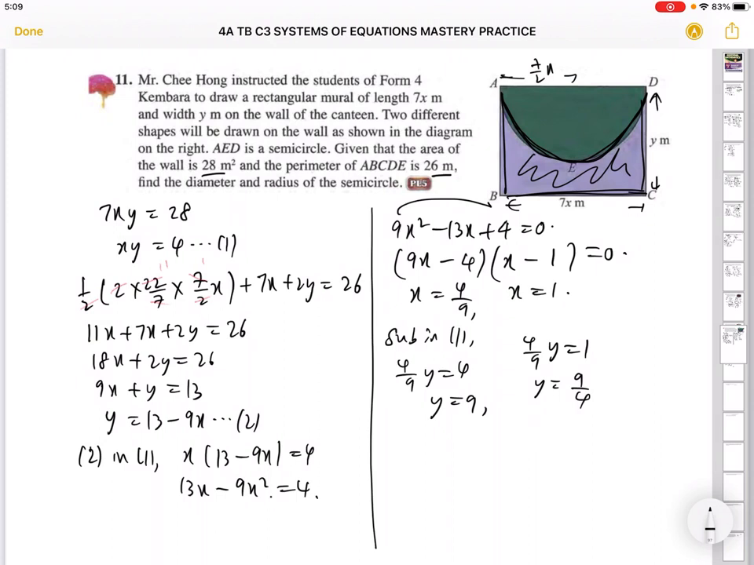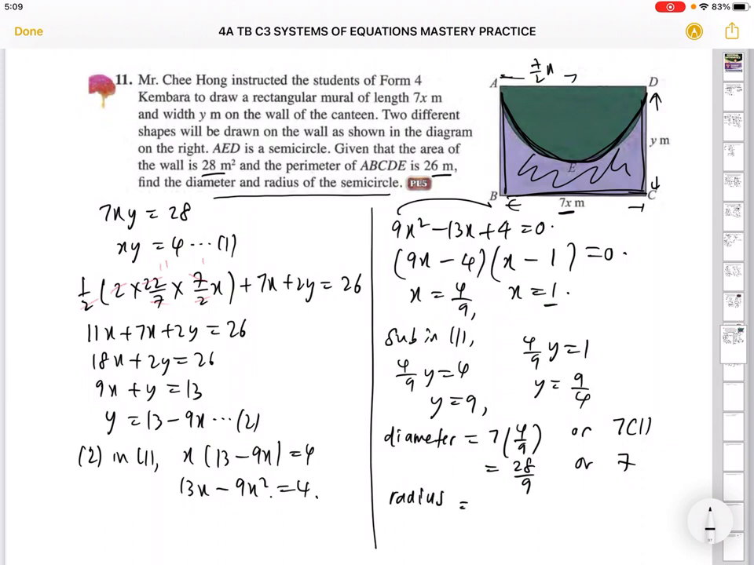So for your diameter, remember your diameter is 7x. So 7 times x. For the first one, 7 times 4 over 9 is 28 over 9. Your second x is 1, so 7 times 1 is 7. As for your radius, take the diameter divided by 2. 28 over 9 divided by 2 is 14 over 9, or 7 over 2. Okay, put the unit. The unit is meter.